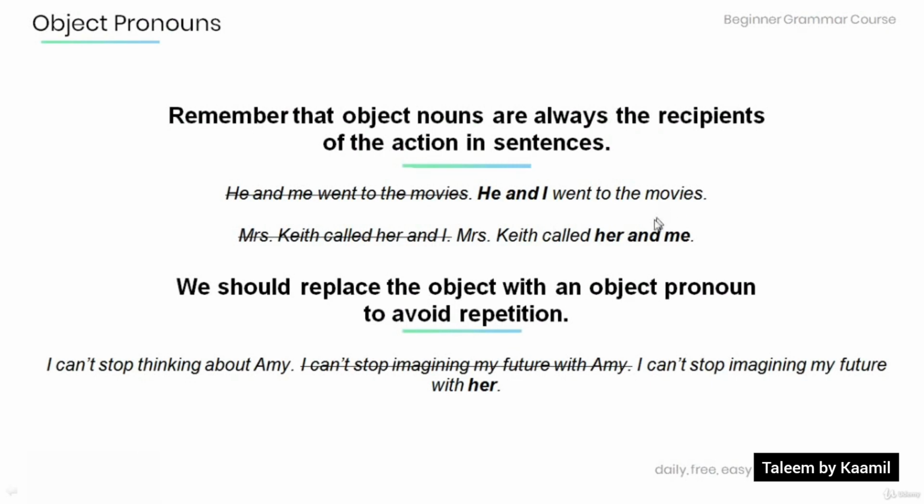Let's have a look at another example over here. Mrs. Keith called her and I. Now this sentence is incorrect because the subject pronoun I is being used as the object of the sentence. The correct form would be Mrs. Keith called her and me.